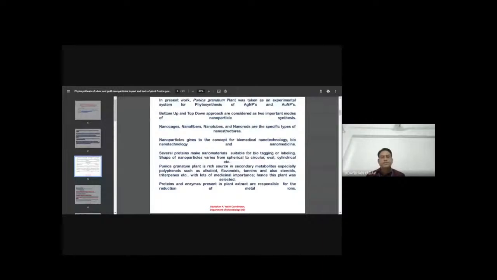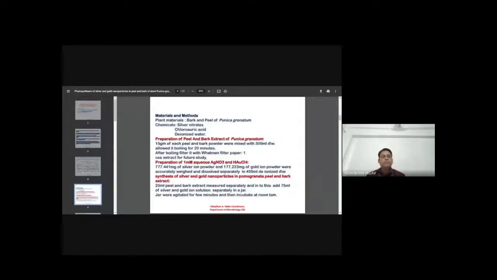The Punica granatum plant is a rich source of secondary metabolites, especially polyphenols such as alkaloids, flavonoids, tannins, and also steroids, triterpenes, etc., with lots of medicinal importance. Hence, this plant was selected. Proteins and enzymes present in the plant extract are responsible for the reduction of metal ions in pomegranate.